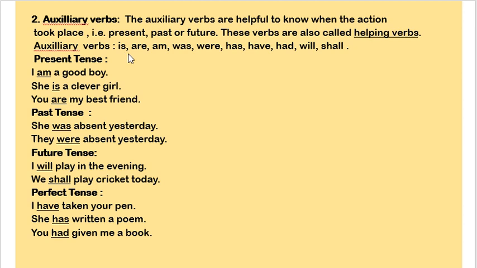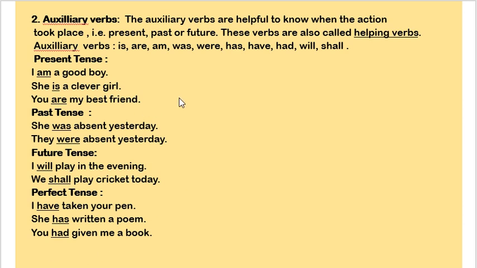Is, are, am, was, were, has, have, had, will and shall. Now here, is, are, am are used in present tense. Was and were show past tense. Has and have are used for present perfect tense, and had is used for past perfect tense. Will and shall are used for future tense.